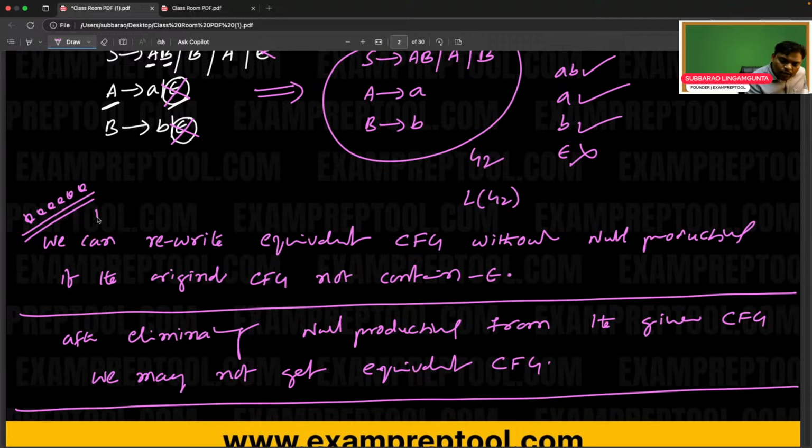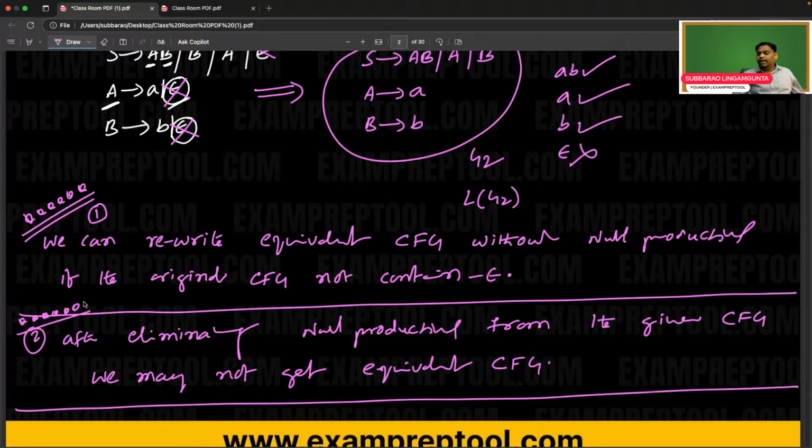Please remember, this is point number one, and this is point number two. If you have a little doubt, you can ask me. I'm not saying there is no null production, I'm talking about the null string. Before elimination, in the original grammar, there is no null string. After elimination also, there is no null string. For those cases, you can get the equivalent grammar before and after. Suppose in the original grammar there is a null string, and after elimination you don't get the null string. So there may be a chance that both are not equal.